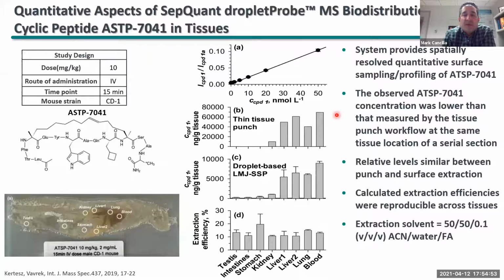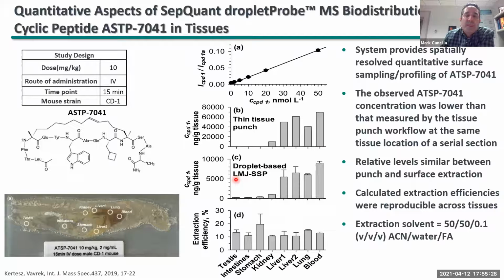The next thing that we wanted to do was see how it would compare if you did a surface extraction using the droplet probe versus if you did a laser capture microdissection. You just cut out a hole in the tissue section. So that's the comparison between these next two plots here. This is the levels of the peptide that were identified. And then these are the different organs within the section.